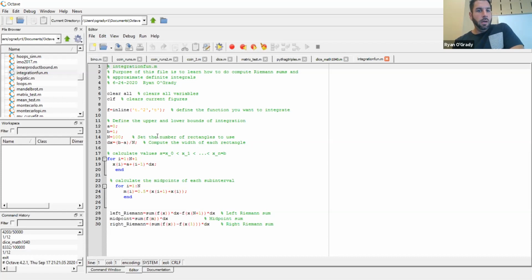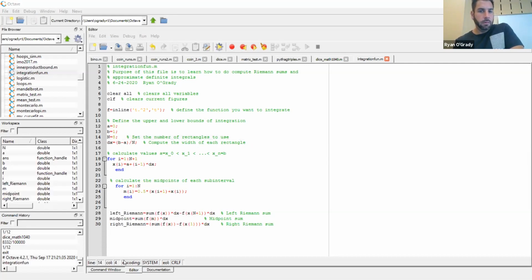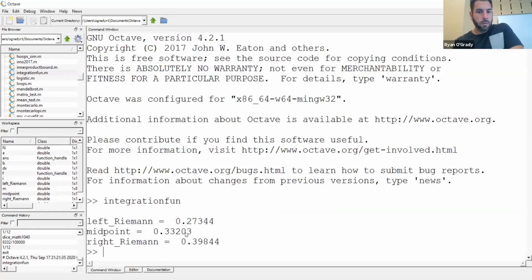Basically, I'm going to tell it to integrate x squared from 0 to 1. And let's say I use, like we did before, 8 rectangles. If I run it, you'll see the left Riemann sum is 0.27, the right Riemann sum is 0.39, which I just said, and the midpoint is 0.33.